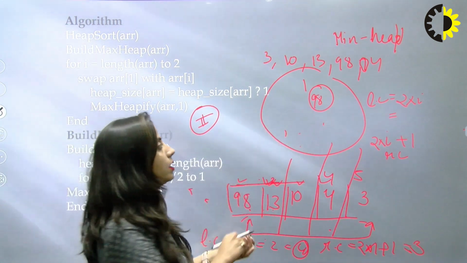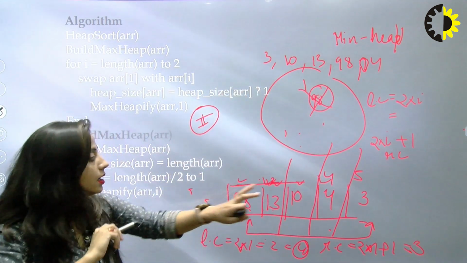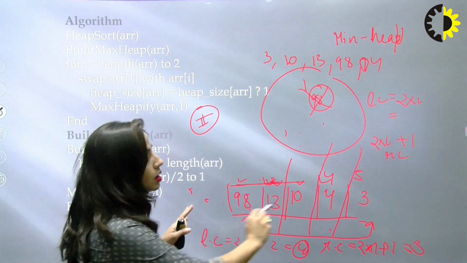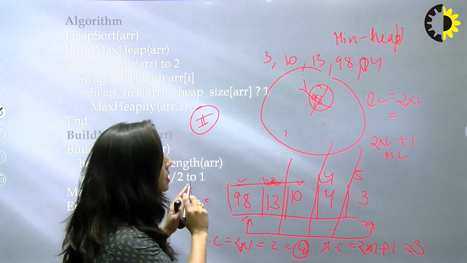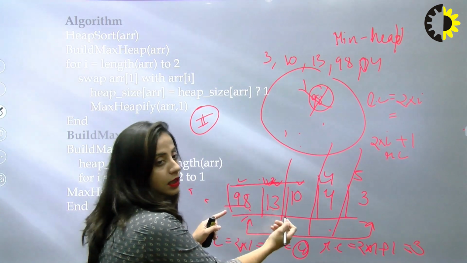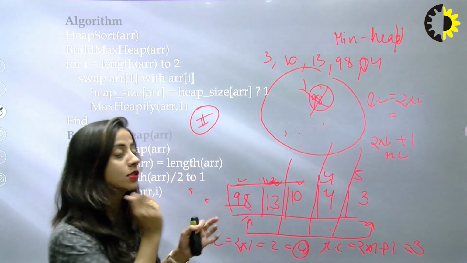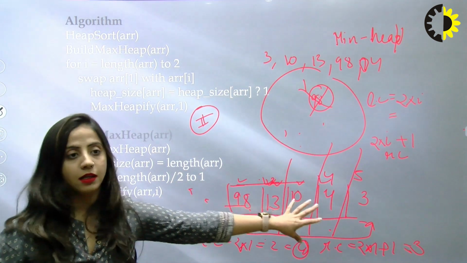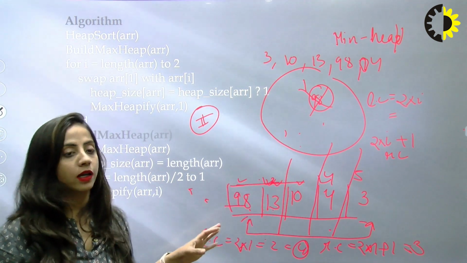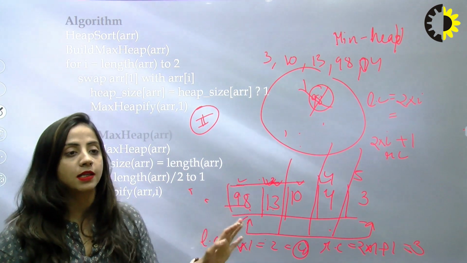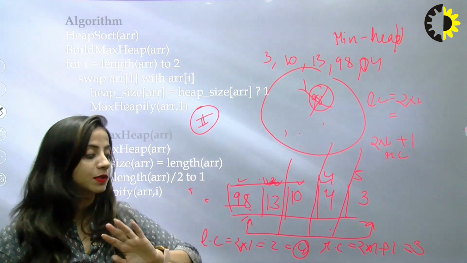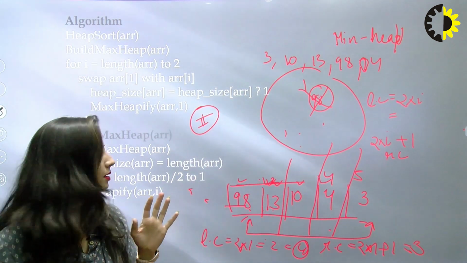Deletion of this node will proceed like this: this is the last node, you can simply delete it. And you will notice one thing in this array. These are the deleted nodes. Okay. And in these deleted nodes, you will notice the values 98, 13, 10, 4, 3. This is the sorted array, right? And these are arranged in descending form. So whenever you require to sort the elements in descending form, you will use min heap operation, and this is called heap sorting. I hope that's clear. Okay.